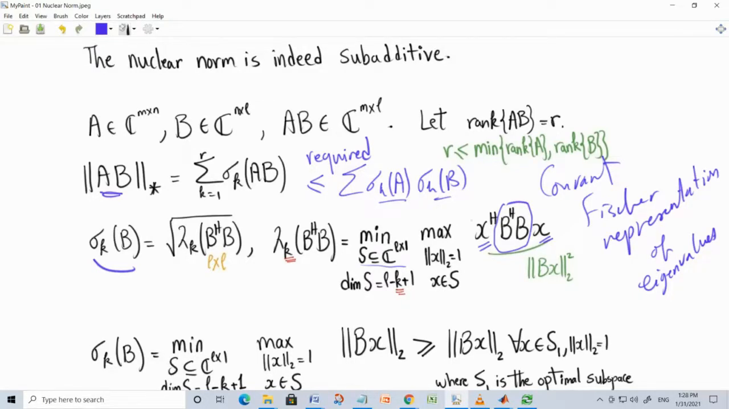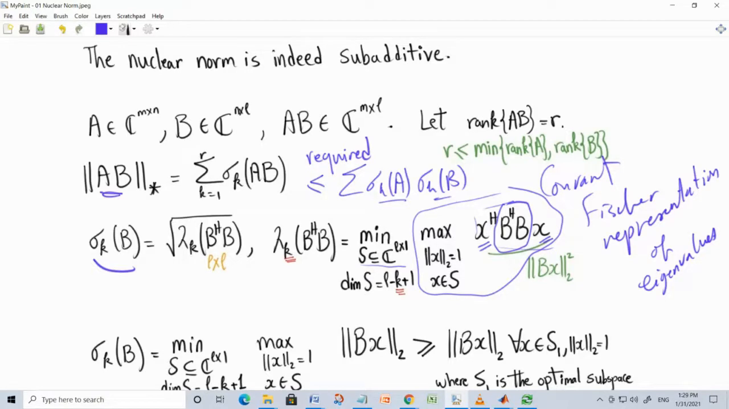In that subspace, what do you do? You solve this maximization problem. So you find the vector x with unity L2 norm, and this vector must be living in the subspace, such that this quadratic form is maximized. Okay, so it's a min-max problem, which means that you do this for every possible subspace with dimension L minus k plus 1, and then you choose the minimum of the maxima. For each subspace of dimension L minus k plus 1, you obtain the maximum value of x Hermitian B x for x that lives in the subspace and that has an L2 norm of unity.